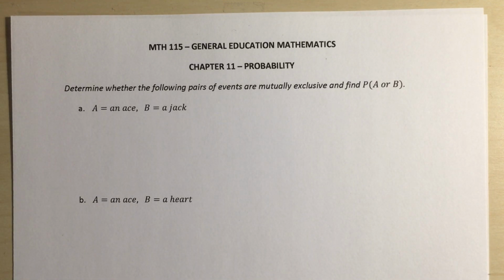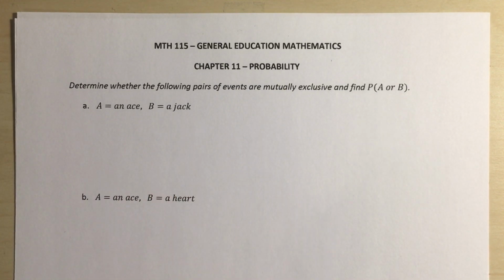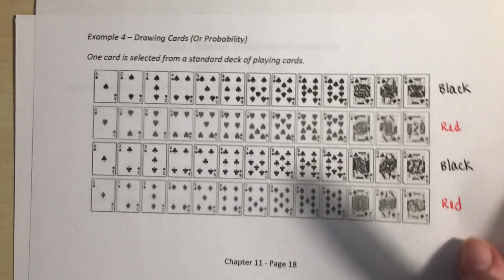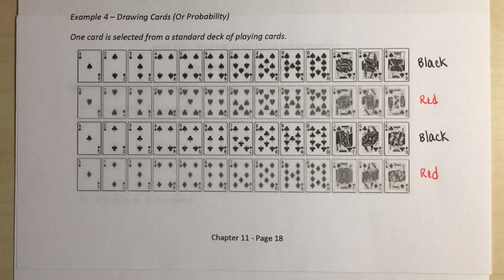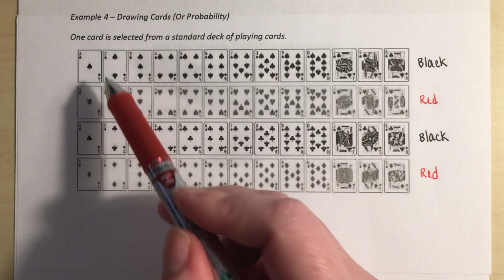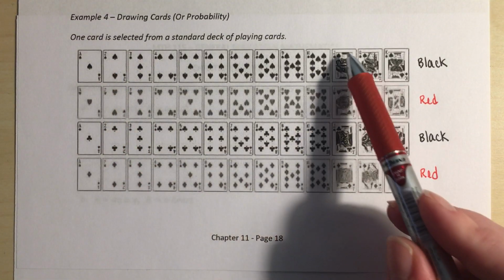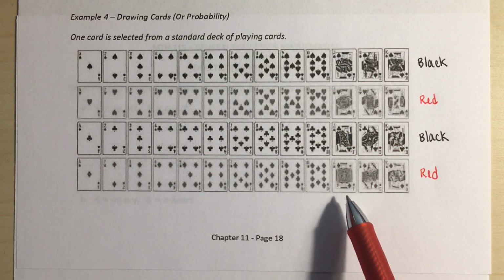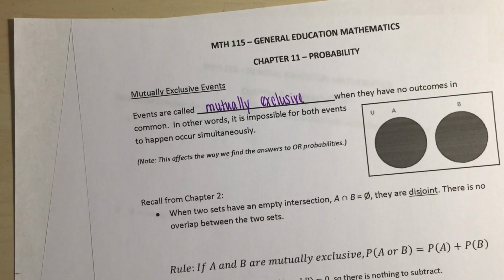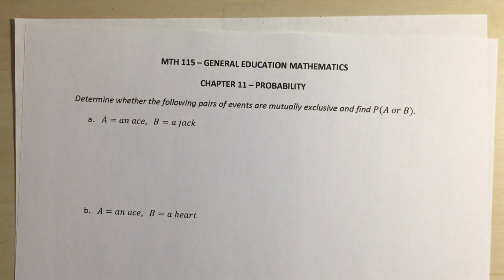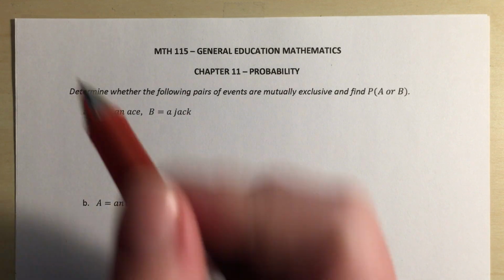The first thing that we are asked is to find the probability of A or B. And we need to first decide, are these events mutually exclusive? So, an ace and a jack. What we want to do is look at our picture and ask, is it possible to be both an ace and a jack at the same time? If we look at this, we have all of our aces down here, all of our jacks right here. So it's impossible to be both. Since it's impossible to be both in this case, we are going to say mutually exclusive.